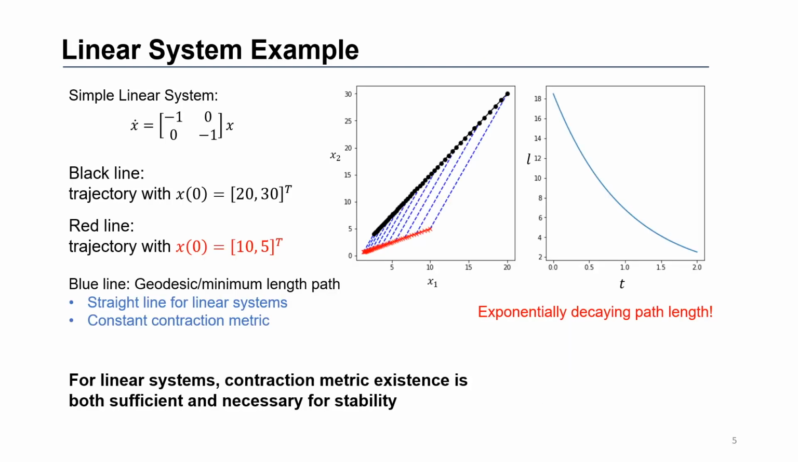Let's consider a simple stable linear system. On the left phase plot, the black line and red line are two trajectories of the system, where the blue lines represent the connecting paths in between at the same time instant. Because a linear system always has a constant contraction metric, the connecting geodesics are always straight lines. On the right figure, it shows that the path length is indeed exponentially decaying over time. Note that for linear systems, the existence of a contraction metric is both sufficient and necessary for stability.